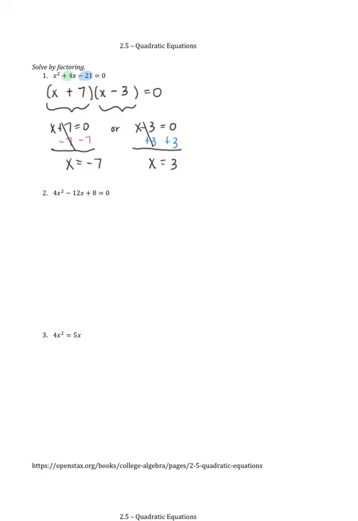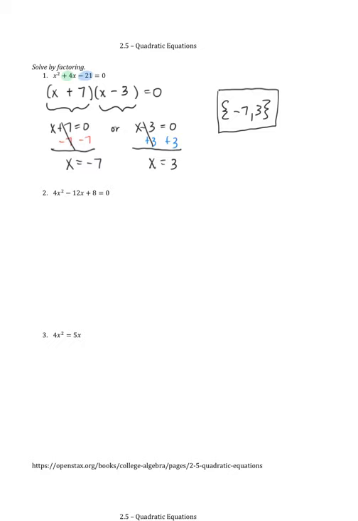So there are 2 solutions to this equation. Your 2 solutions are negative 7 and 3. You give your solutions in curly brackets. That denotes a set. So the curly bracket says, here is my set of answers. This is my set. Every answer that you have, you put in there separated by a comma.